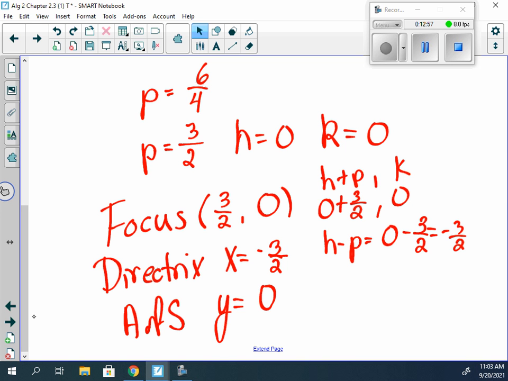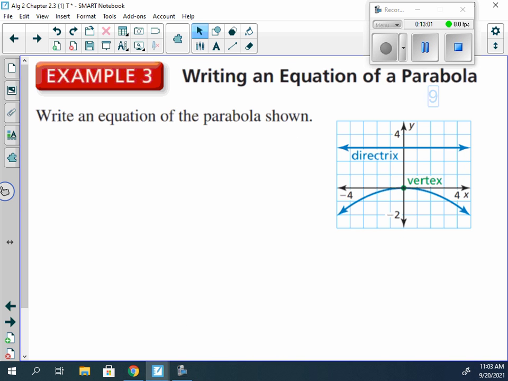Okay, heads up. Example 3, this one here, write the equation of the parabola shown. Now, what is the vertex that they gave us here? Vertex is at 0, 0.